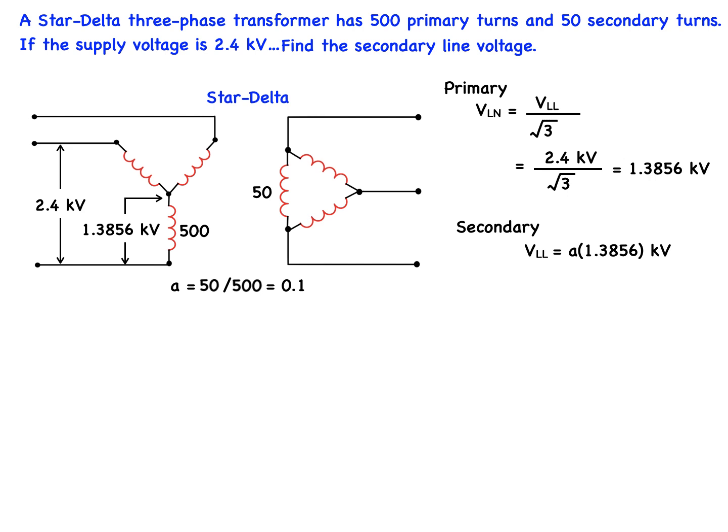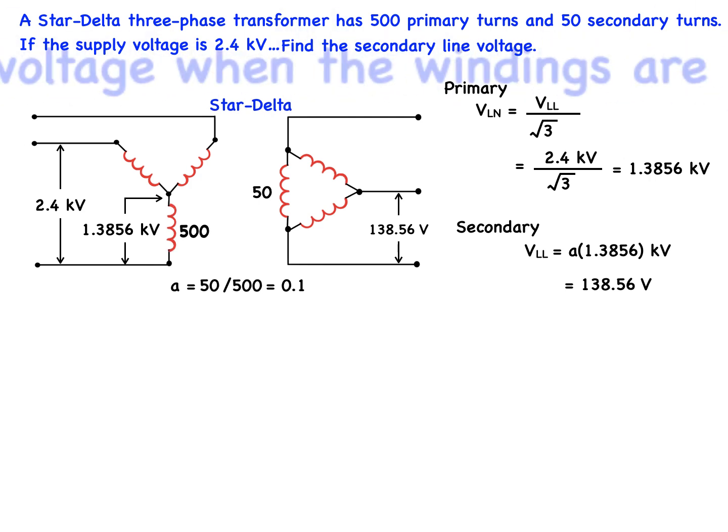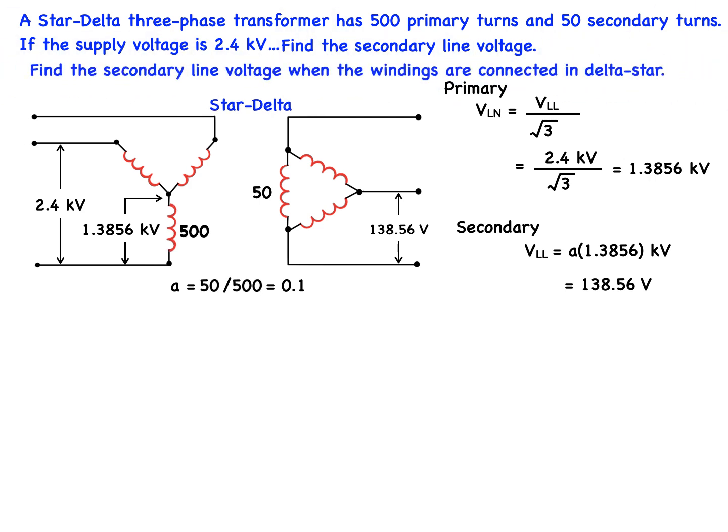1.3856 kV times our turns ratio A, which works out to 138.56 volts. Now, as our next task, we will find the secondary line voltage when the windings are connected delta star, like this.